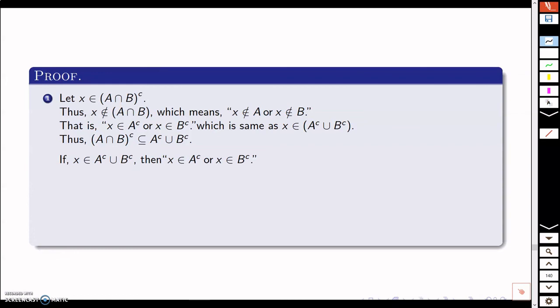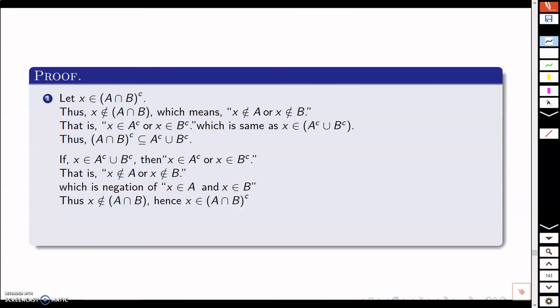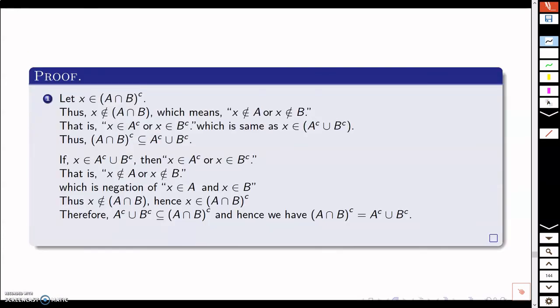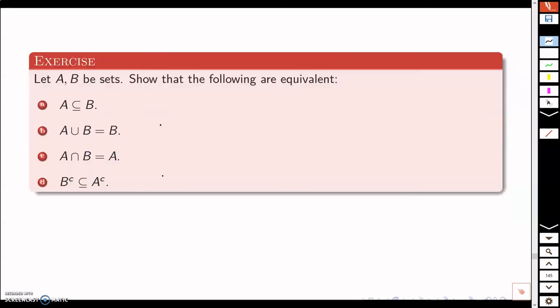If you look at it the other way, that also goes in a similar way, so I will just leave it for you all. Go through the proof, try to understand it, and try to prove the second De Morgan's law also. There is one more exercise for you. If A and B are subsets of R, then try to show that these four statements are equivalent. How to show equivalence is already done in the first chapter.